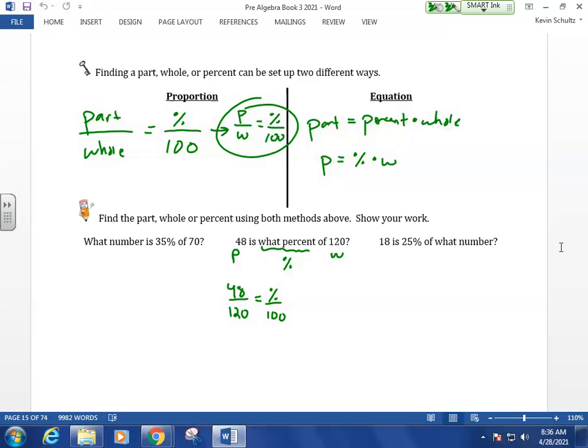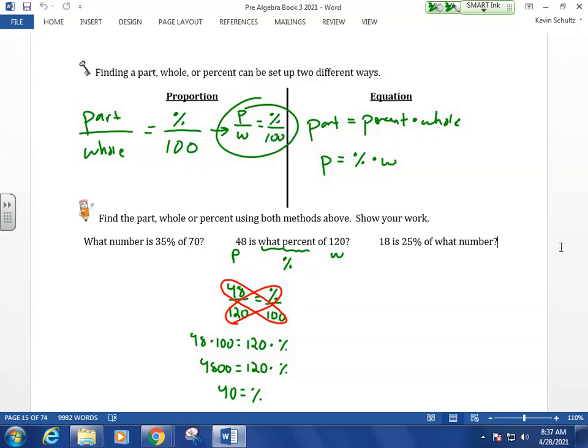Okay. 48 times 100 equals 120 times our percent. 48 times 100 is 4,800. To get the percentage by itself, divide both sides by 120. And we get 40 as the percent.